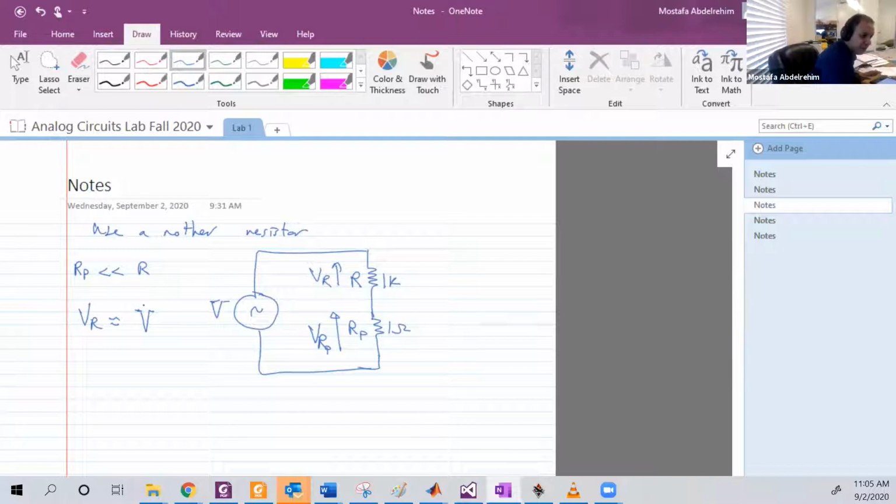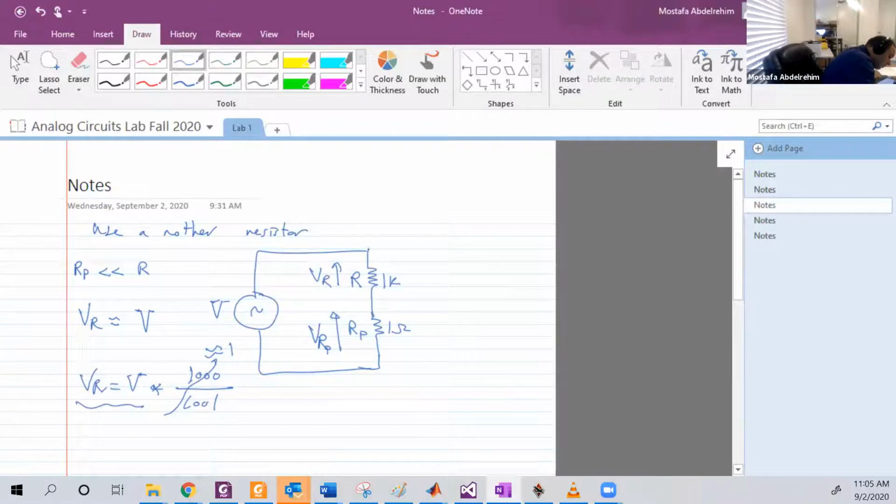Just by voltage divider, VR is equal to V multiplied by R, which is 1000 over 1001, which is almost equal to 1. It's 0.99, something like this. So VR is almost equal to V. Very nice.